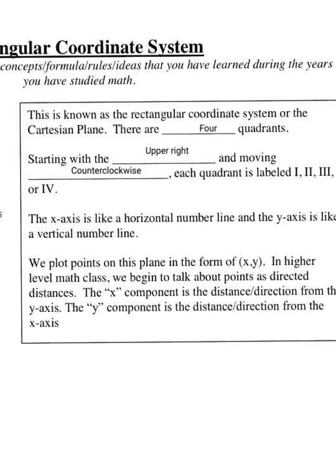In this box on your notes, you should have put the number 4 for 4 quadrants. There are 4 quadrants, starting with the upper right and moving counterclockwise, and each quadrant is labeled 1, 2, 3, and 4 in Roman numerals.